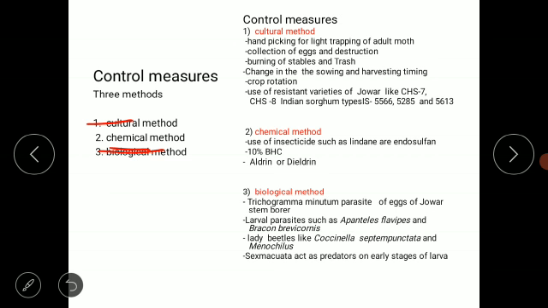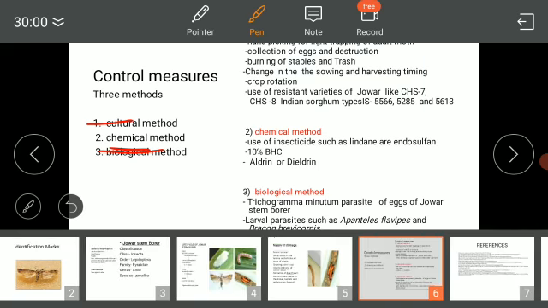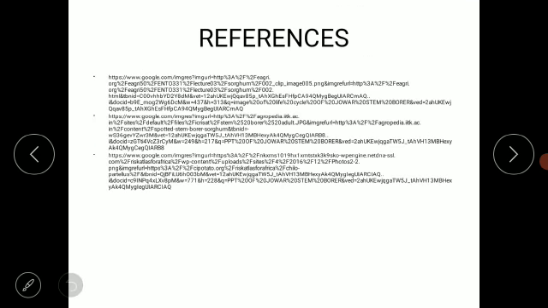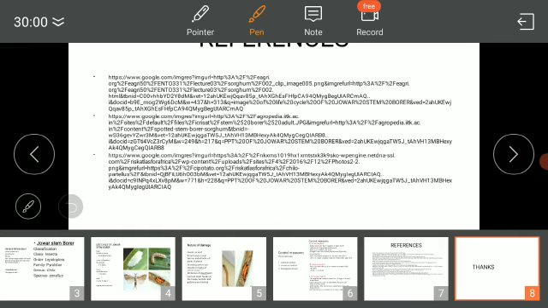Okay, so all this is about the control measures, meaning how we are going to control the Jawar stem borer. Either we may use the cultural method, or the chemical method, or the biological method. So these are the different methods used to control the pest we call the Jawar stem borer. These are certain references from where I got the diagrams. Okay. Thank you.